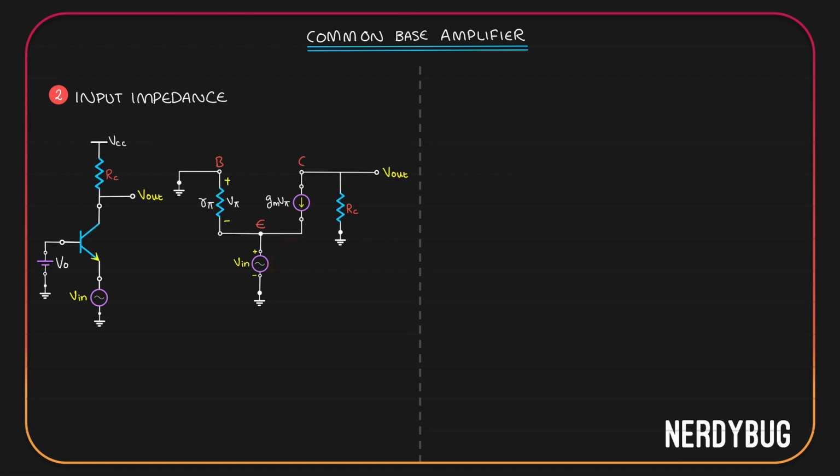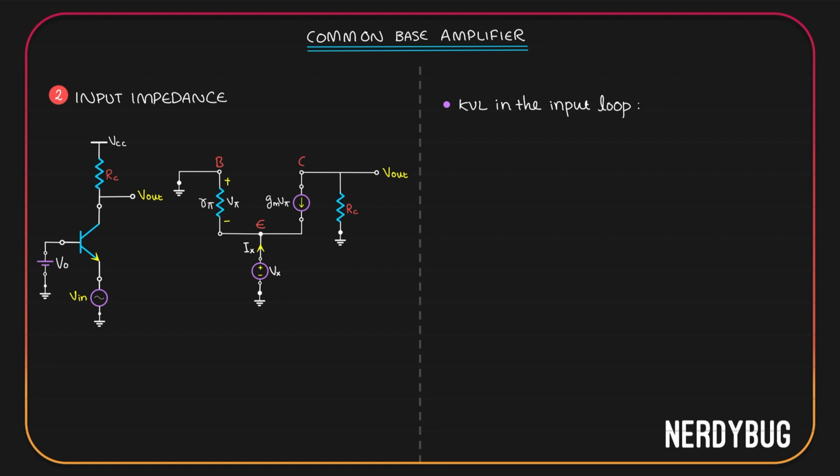If we remove V input, that means the voltage between this point and this point should become 0, that means emitter will be directly grounded. Now the next thing we have to do is apply a potential Vx at the input. In the common base configuration, input is given at the emitter. So we have to apply Vx at the emitter and find its relation with Ix, which will be the current that flows over here.